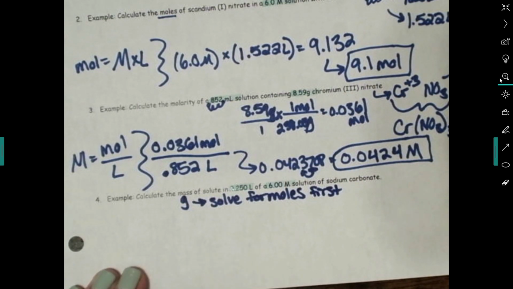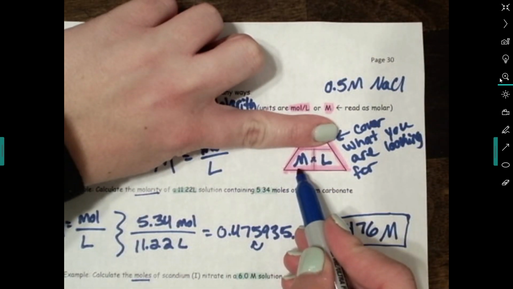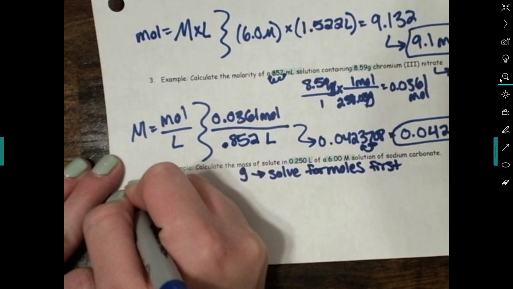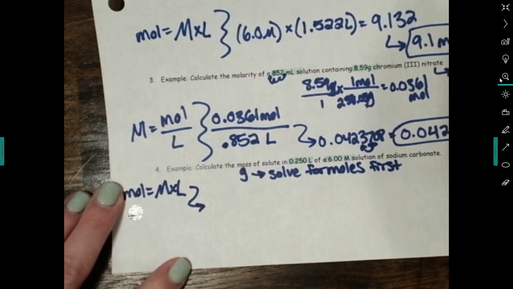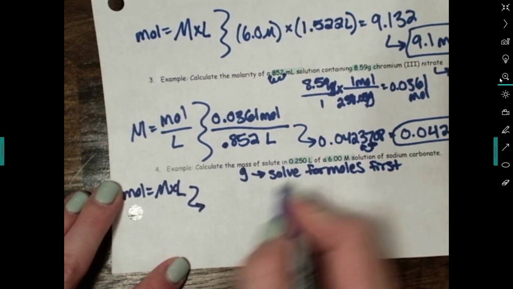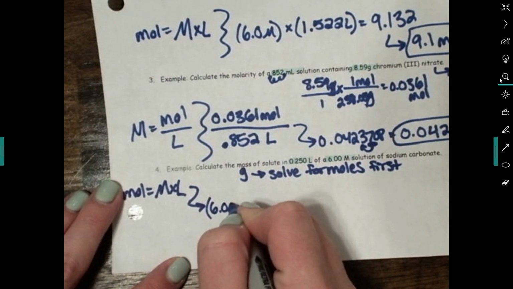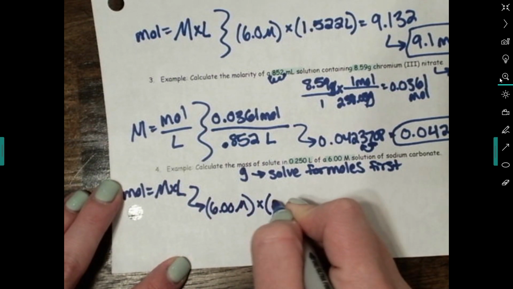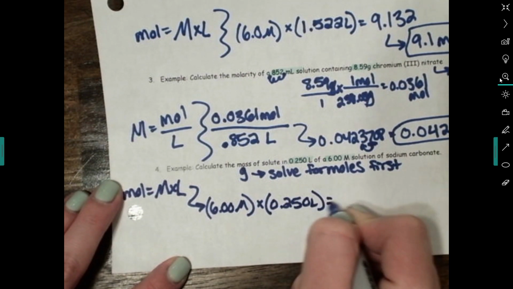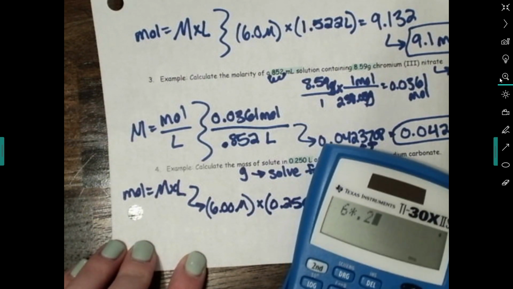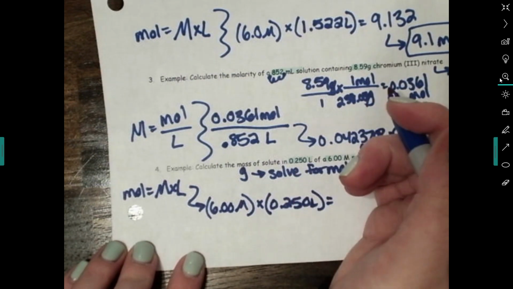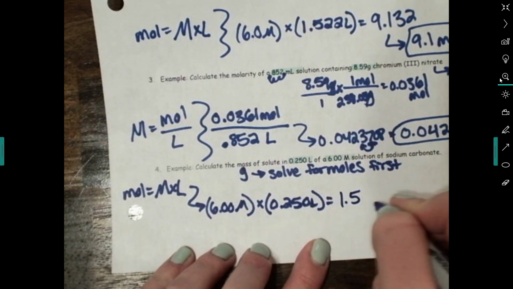So we're going to solve for moles first. For solving for moles, I cover moles with my finger, and I'm going to do molarity times liters. So moles equals molarity times liters. Here's my molarity, here's my liters. Let's just plug those in. Molarity times our liters. When we put that in our calculator, we get 1.5. So this would be our moles, 1.5 moles.